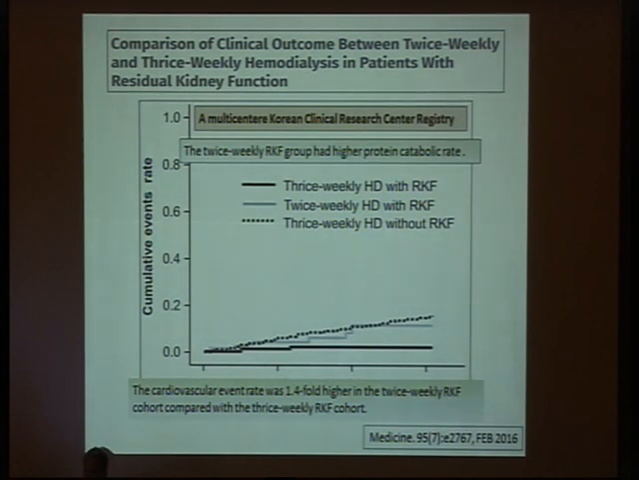The study is criticized for multiple reasons: a small number of patients, unequal baseline characteristics, and baseline characteristics that were not in favor of the twice-weekly group. But here we cannot ignore that the twice-weekly hemodialysis group showed a higher protein catabolic rate. It seems that patients who dialyzed twice weekly had worse nutritional status compared to the thrice-weekly group, despite the presence of good residual kidney function.